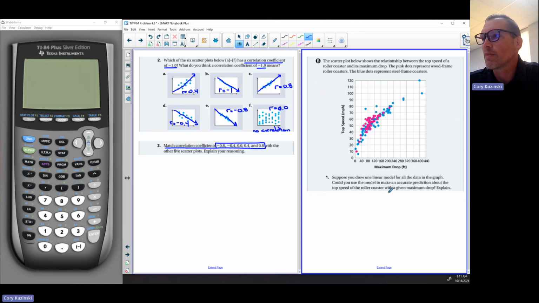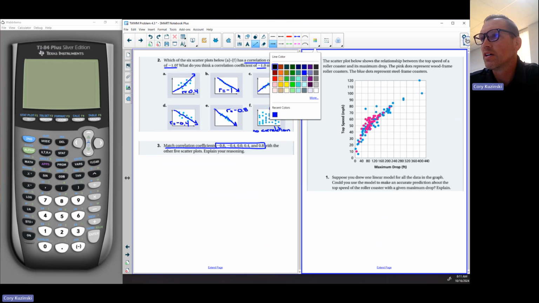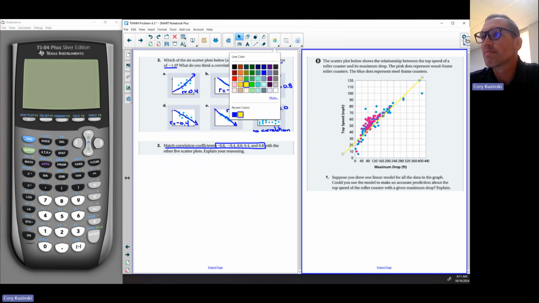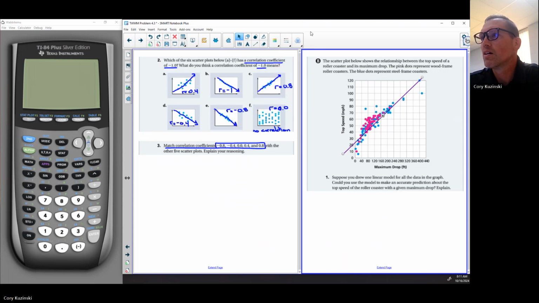Okay, suppose you drew one linear model for the data in the graph. Could you use the model to make an accurate prediction about the top speed of the roller coaster with a given maximum drop? So if I were to put a line on here, I'll change the color to blue, now purple. There we go. All right, so I'm thinking something like this would be a good line for this data. Something like that, okay? Fits the trend.